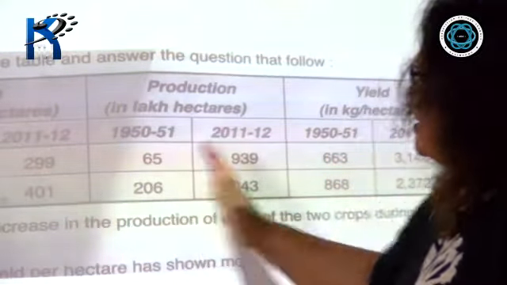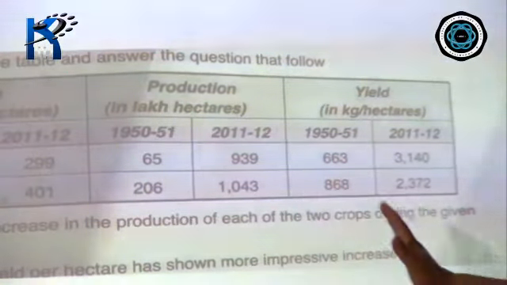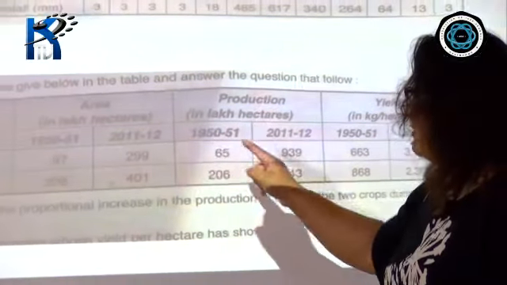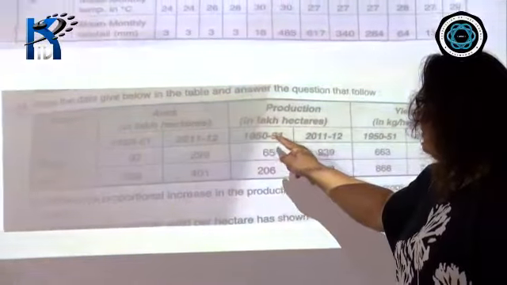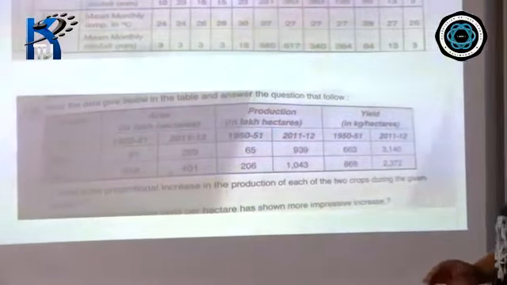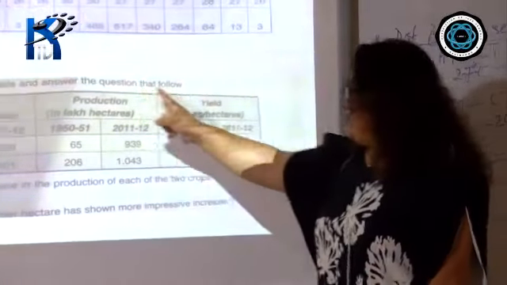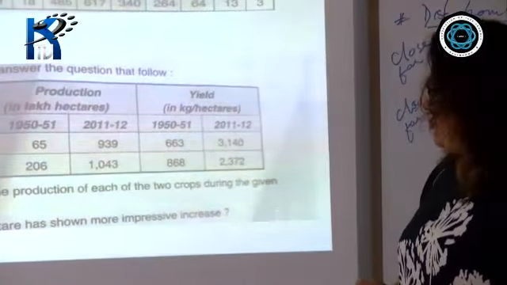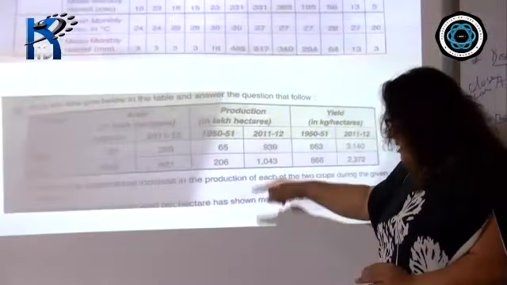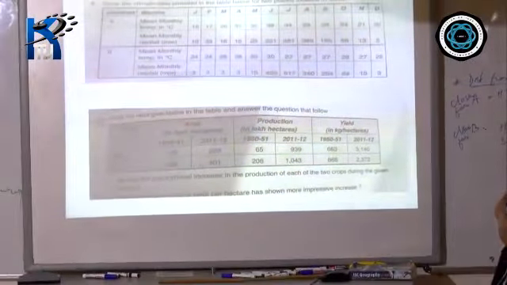Okay, the simple question that they might ask you is, what is the increase in the production of wheat and rice in 1950-51 and 2011-12? If they ask you about the production, you just see the production table. So what you have to do is, you take 939 and minus 65.